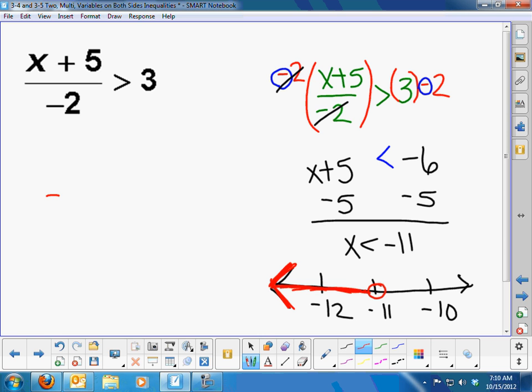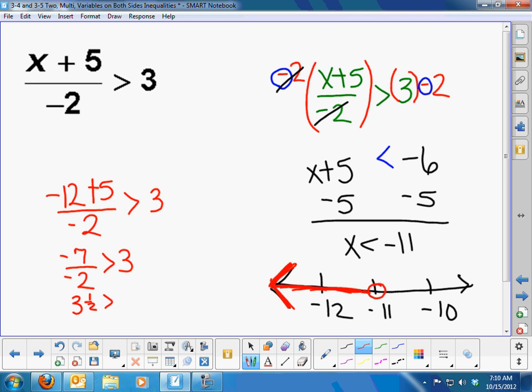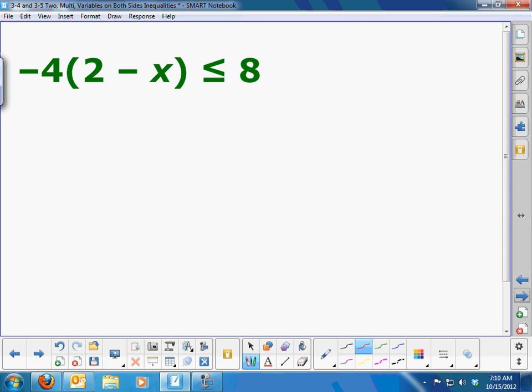If I put in negative 12 for x, negative 12 plus 5, divide that by negative 2. I want to make sure that's greater than 3. Okay, negative 12 plus 5 is negative 7 over negative 2. Is that greater than 3? Negative divided by negative is a positive. 7 divided by 2 is 3.5. Is 3.5 greater than 3? Yes, that is true.